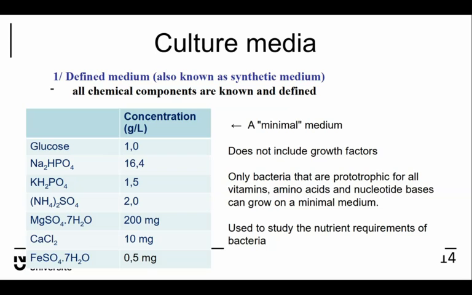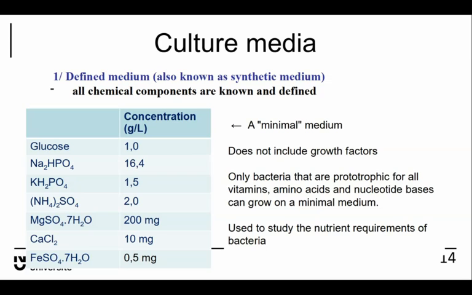So only bacteria that are prototroph for all vitamins, amino acids, and nucleotide bases can grow on a minimal medium. They can make it all out of carbon and these inorganic sources of nitrogen and sulfur. So this is useful to study the nutritional requirements of bacteria. So if you've got a bacterium, try and put it in there. If it grows, you know that it's prototroph.